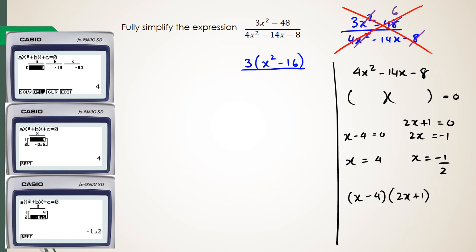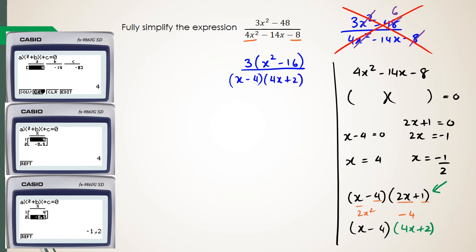But here's the problem though. When I expand 2x and x, I'm going to get 2x squared. Negative 4 and 1, I actually end up getting negative 4. And if you look at what's actually in the denominator, you've got 4x squared and negative 8. All right, so that means this factor here is actually not 2x plus 1, but double of that. So it's actually going to be 4x plus 2. So that means my two factors are x minus 4 and 4x plus 2 in the denominator. All right, so that's what I have there.